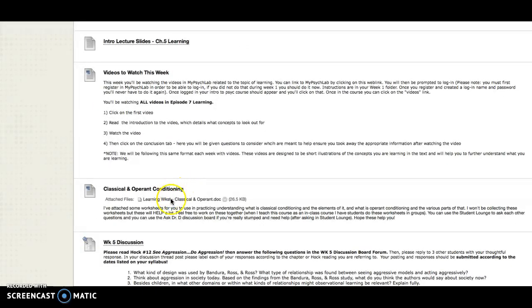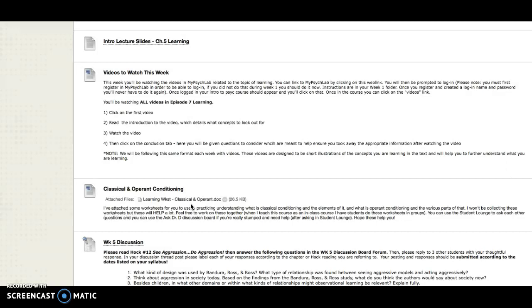In addition, I'm attaching this worksheet here. This isn't due. This isn't an assignment. All it is meant to do is provide you with some extra examples. It's basically a worksheet that asks you to identify the variables involved in classical conditioning and operant conditioning, but it gives you a whole bunch of different scenarios. So here's something that's happening. Can you identify, is it classical or operant conditioning? And then secondly, if it is classical, what is the conditioned stimulus? What is the unconditioned stimulus? What's the conditioned response? What's the unconditioned response? So you're getting used to those terms and identifying those within a classical conditioning scenario.